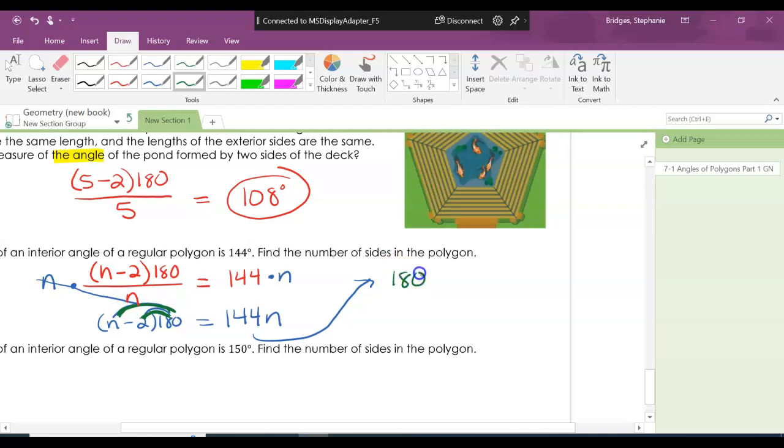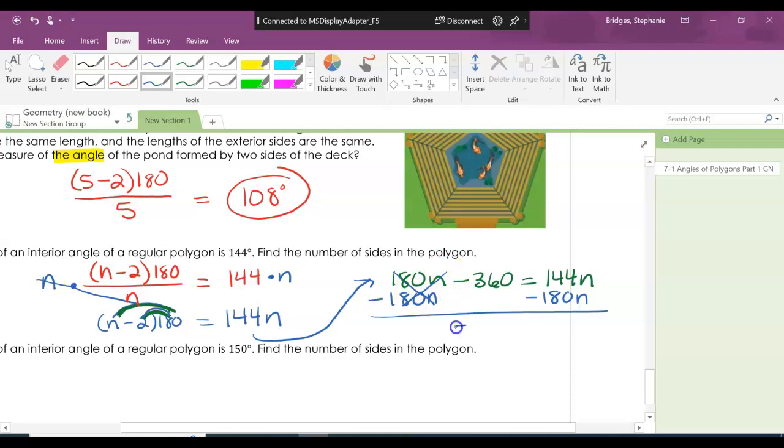So that's going to be 180n minus 180 times 2, which is 360. And that is going to be equal to 144n. Now, do you notice I have n's on either side? I'm going to take the n that's with the other number away from that. So I'm going to take this 180n and subtract it over to the other side. I want to get that negative 360 by itself, get the n's away from it.